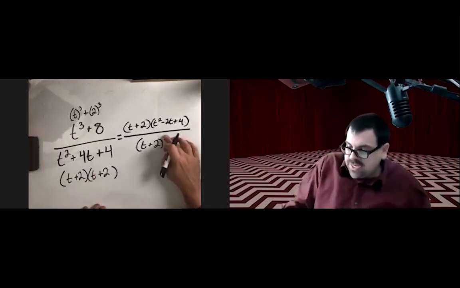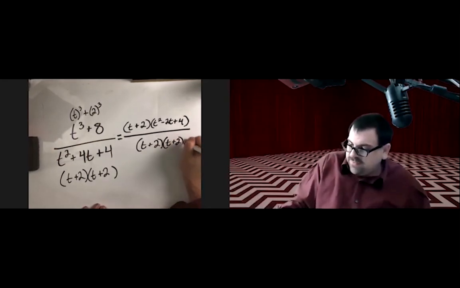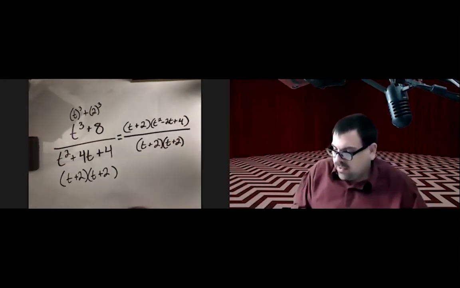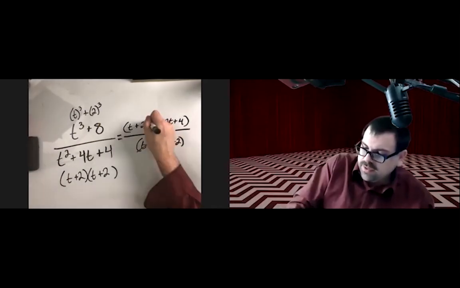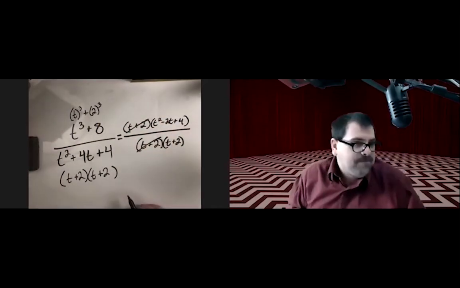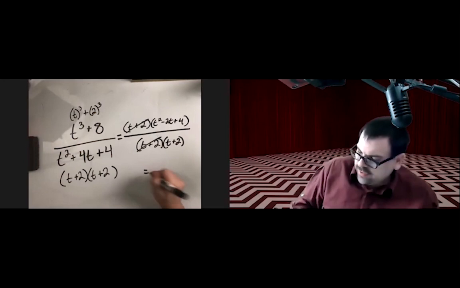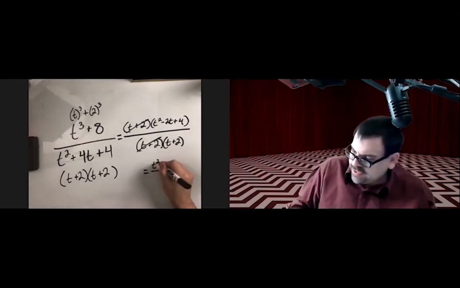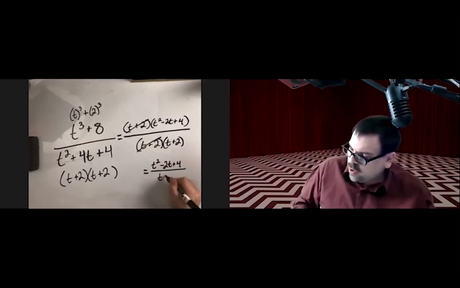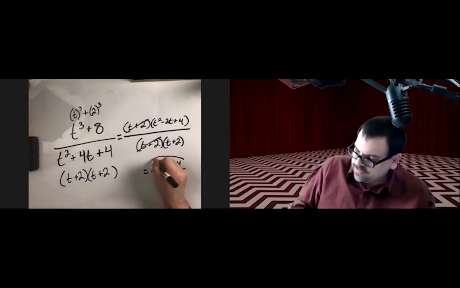Since t plus 2 times itself is t plus 2 squared, for the sake of the visual, let me write it that way. The visual being, I'm going to cancel that. So we're left with t squared minus 2t plus 4 over t plus 2.